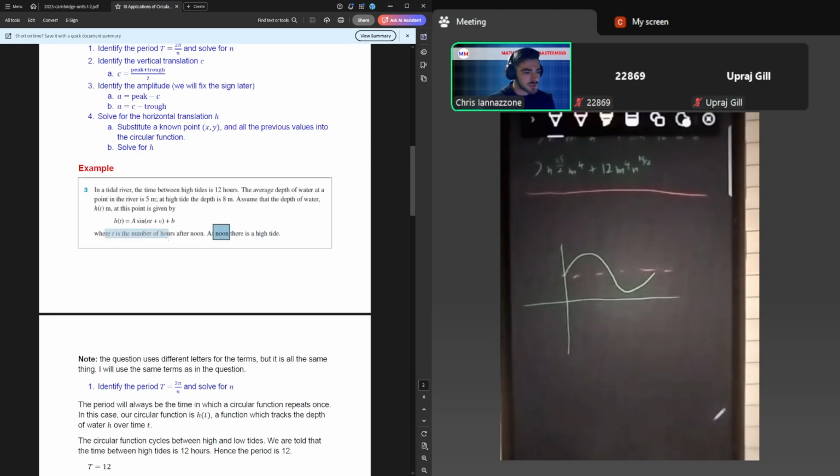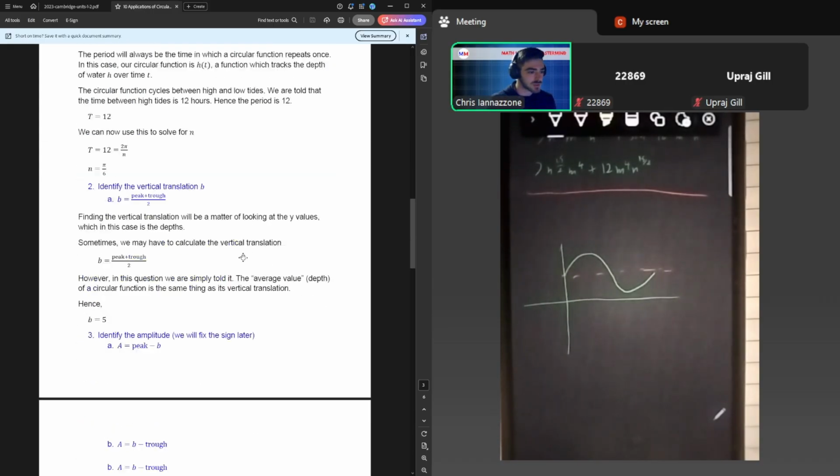Noon is t equals 0. And the reason why is because t is the number of hours after noon. So specifically at noon is no hours after noon, so t equals 0. High tide is going to be 8, because we're specifically told the depth at a high tide is 8. So we have t equals 0, h equals 8.